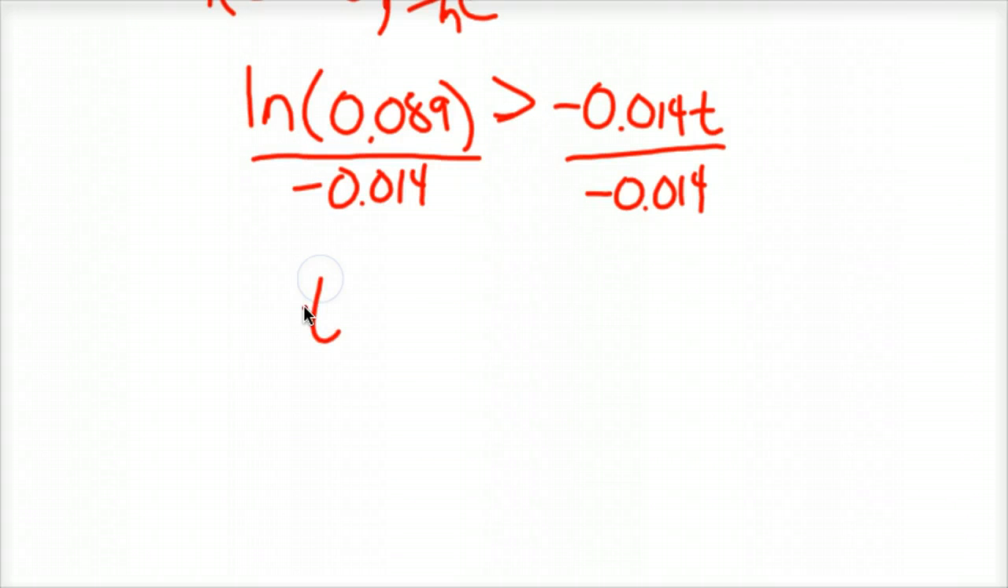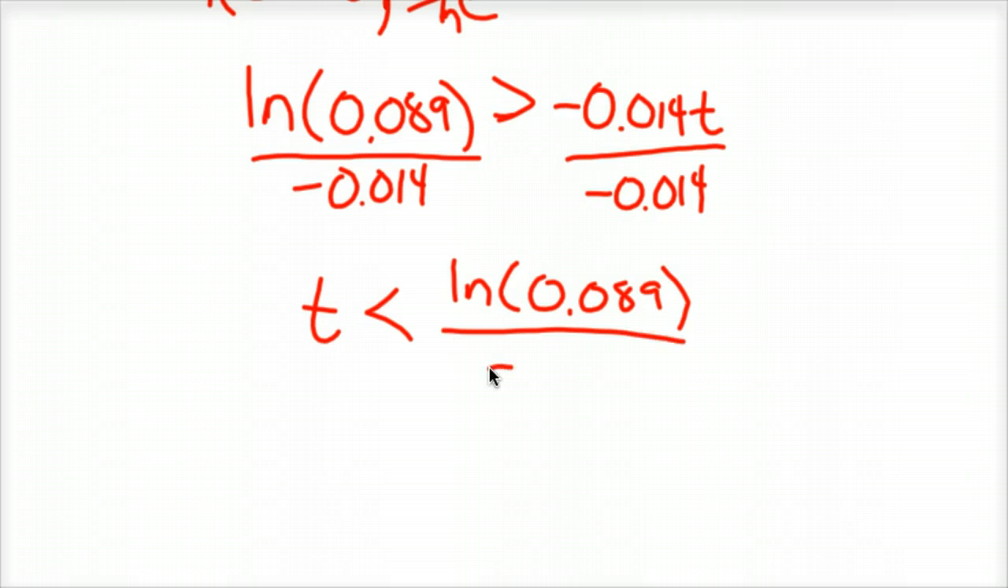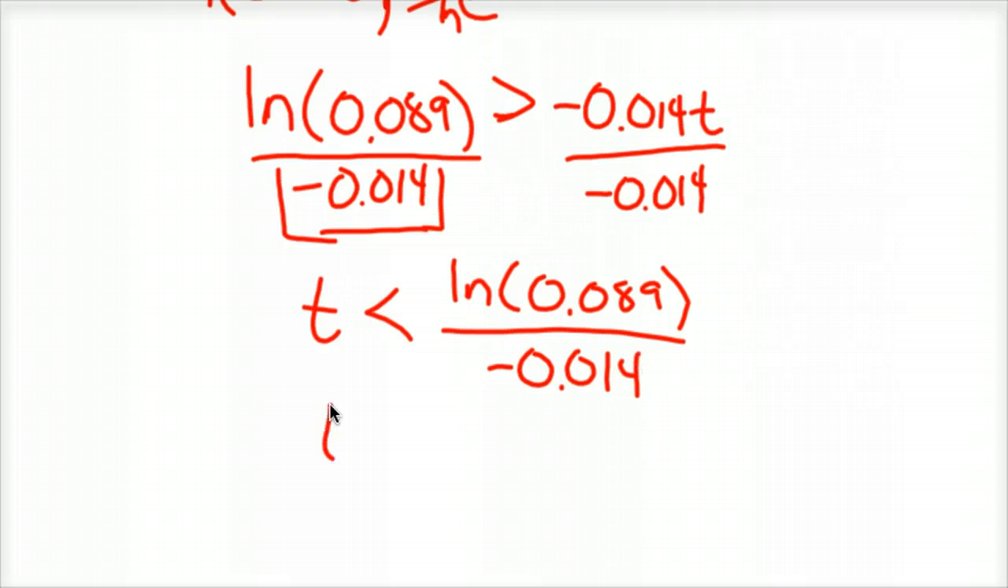So t has to be less than this amount. And this is still an approximated amount because I approximated the rate of decay. But if you plug that in, t should be less than about 178 days. It gives you 177.7, but definitely needs to be below that.